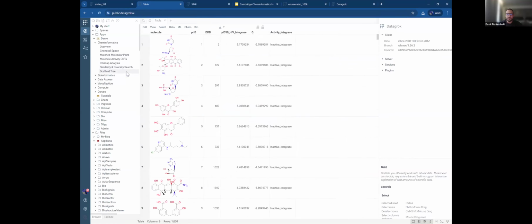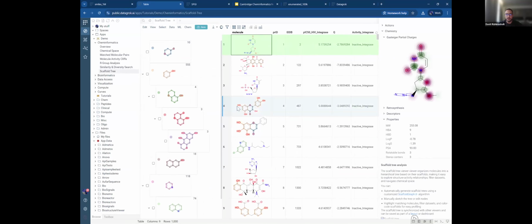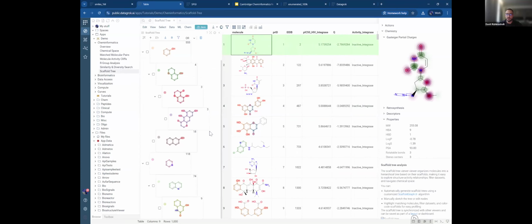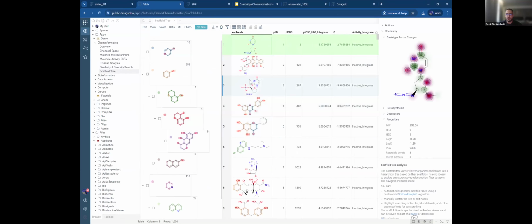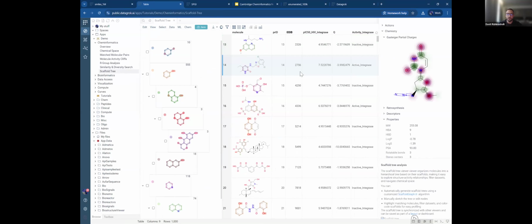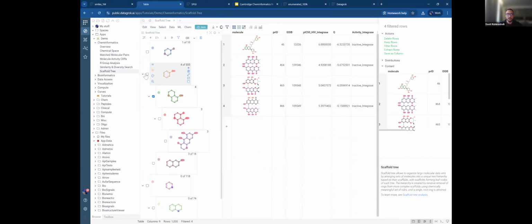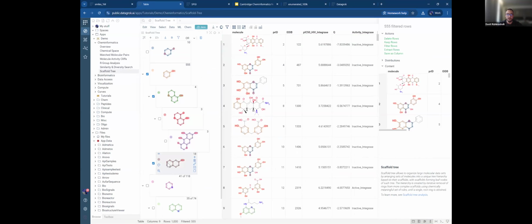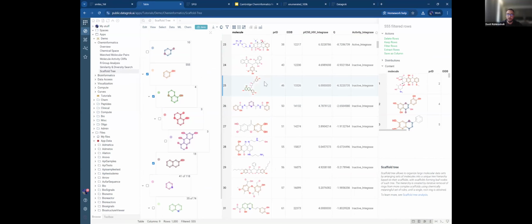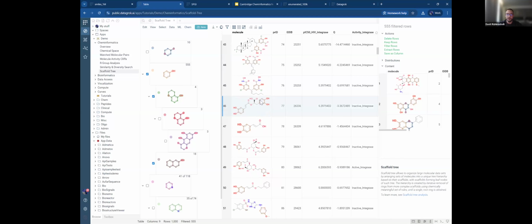And then for searching, something that is very, very useful as well is scaffold tree. So you can draw out different scaffolds that can be useful in your data set. And then based on these scaffolds, you can color the molecules, or color the fragments within them, and also filter them. So I can just click on this, and I'm going to get the molecules that correspond to the scaffolds or molecules that contain these scaffolds within them.